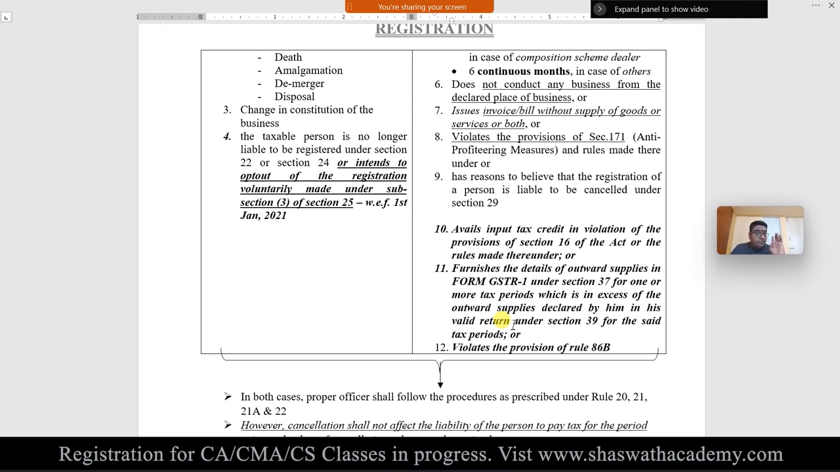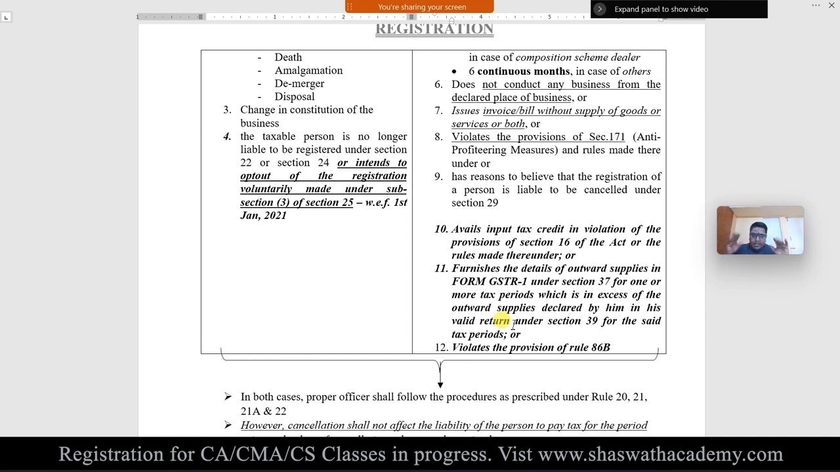Don't undermine the significance of theory. Only by reading theory and taking control over it can you answer the provisions correctly. Are you all with me, my dear? Can I go ahead with revocation of cancellation, because the cancellation procedure remains the same.